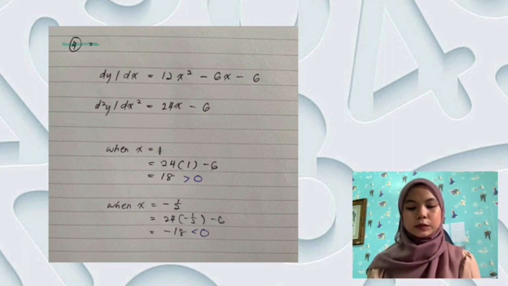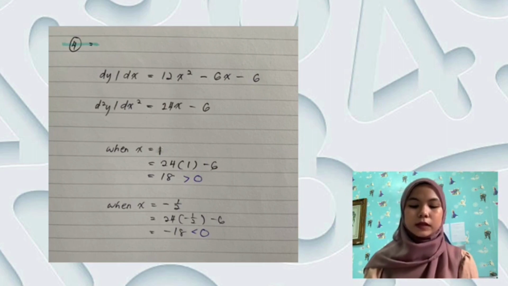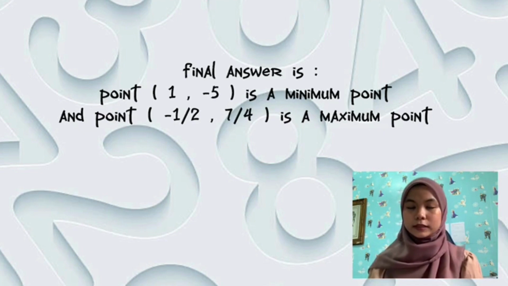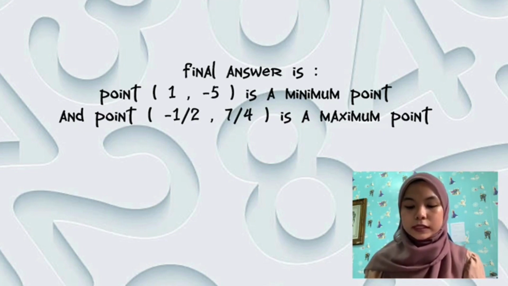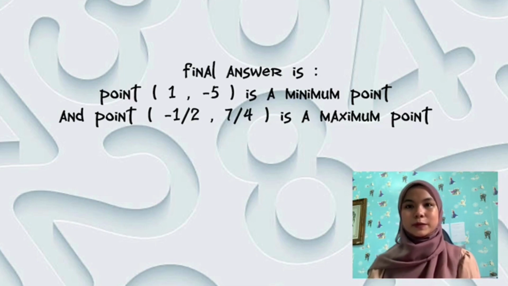When x equals 1, 24(1) minus 6, so you got 18. And then when x equals negative 1/2, it is 24(-1/2) minus 6, you got negative 18. And the final answer is the point (1, -5) is a minimum point, and the point (-1/2, 7/4) is a maximum point.